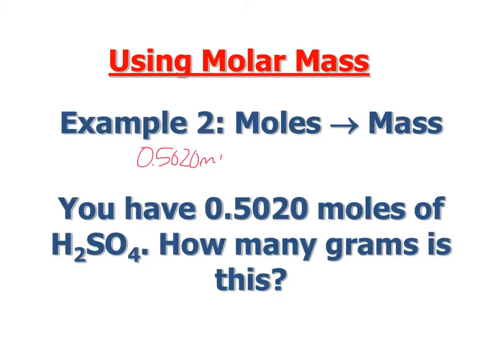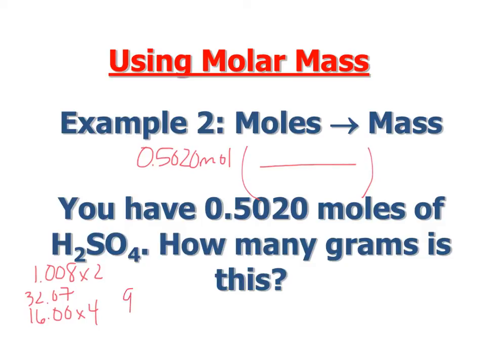Okay? So we have 0.5020 moles. And this time we are working with hydrogen sulfate. Okay, so that's going to be 1.008 times 2 plus sulfur, which is 32.07, plus oxygen, which is 16 times 4. If you calculate that, you get 97.078 grams per 1 mole of hydrogen sulfate.